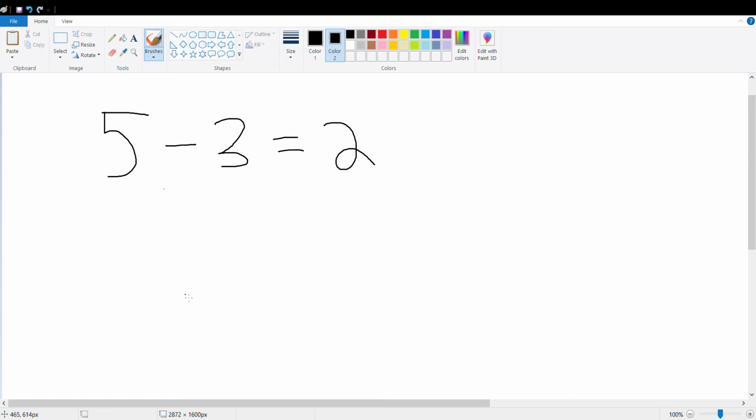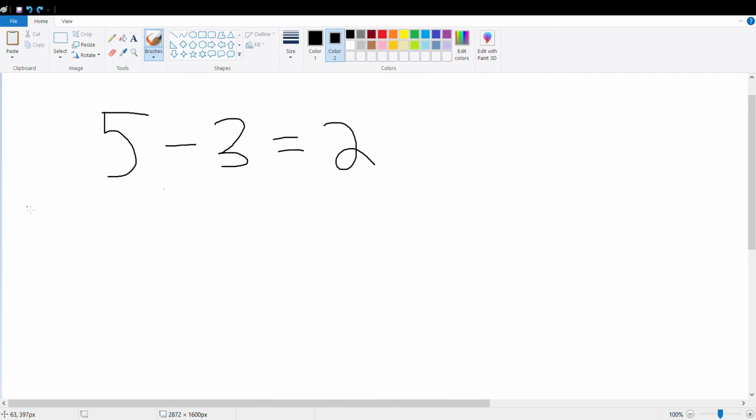Because as the chapter starts off, in arithmetic, we've always seen that minus sign right here. Minus means to subtract or to take away. So 5 minus 3 equals 2. 5 take away 3, we have 2 left, which is true. 5 minus 3 does equal 2.